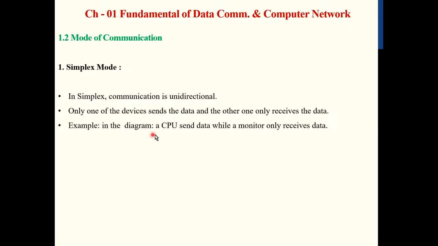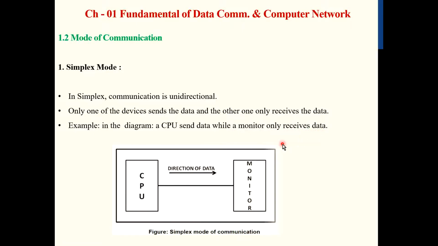For example, in the diagram, a CPU sends the data while the monitor only receives the data. This is a basic simple example of simplex mode: the CPU sends data to the monitor, and the monitor does not send any data to the CPU. So this is simplex mode of communication, and data is sent in only one direction.